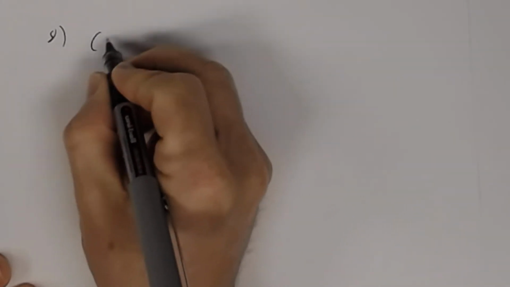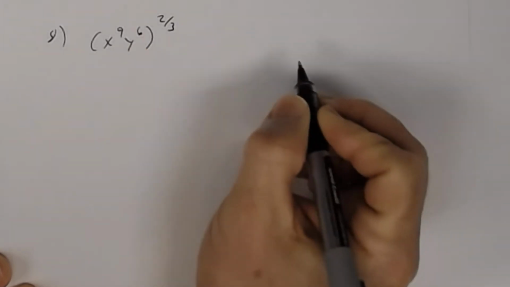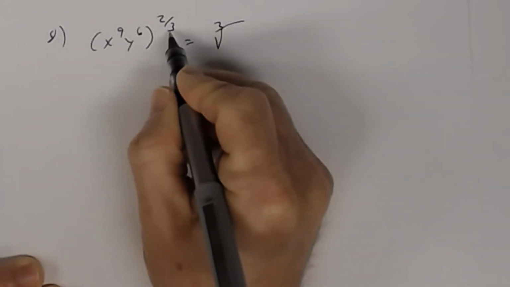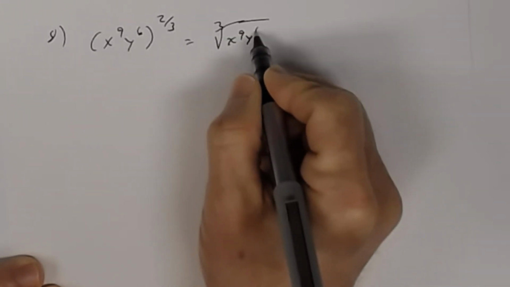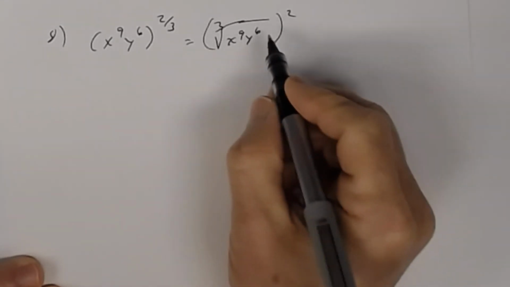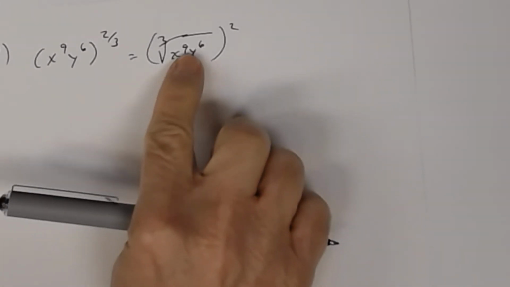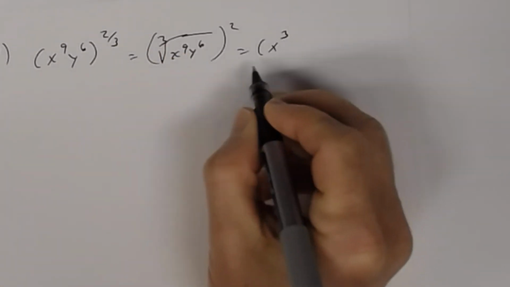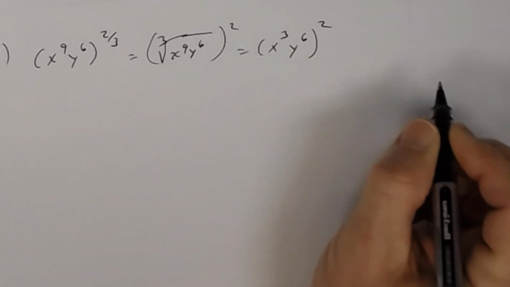We have x to the 9th, y to the 6th, all raised to the 2/3 power. So in radical notation, this becomes the cube root, the denominator is 3, so cube root of x to the 9th, y to the 6th, all raised to the 2nd power. Now let's go ahead and simplify this. The cube root of x to the 9th: 9 divided by 3 is 3, so it becomes x cubed. 6 divided by 3 is 2, so it becomes y to the 6th, all raised to the 2nd power.